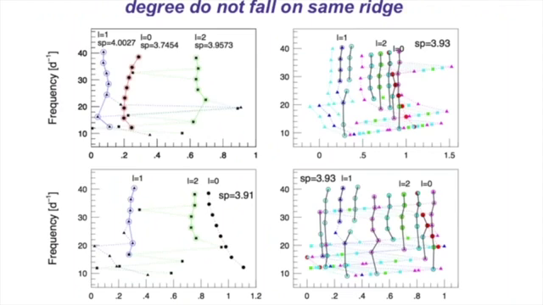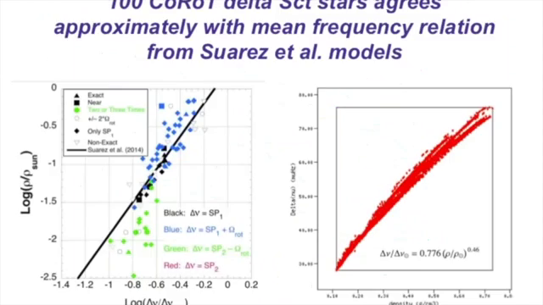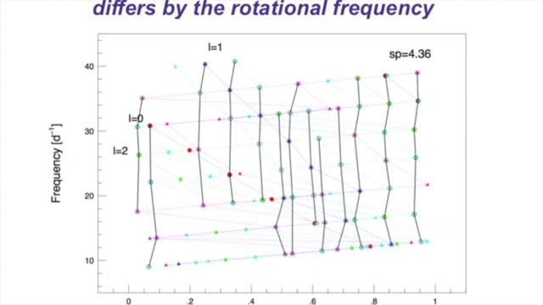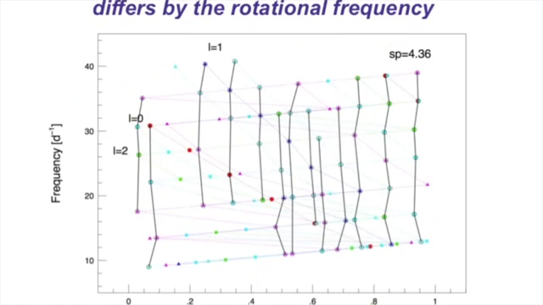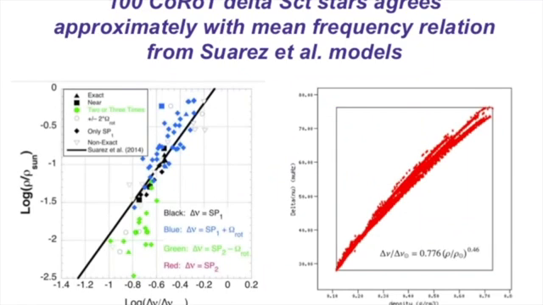We tried using the delta Scuti star FG Vir to figure out what they might mean, and even though these things don't line up on l of 0, 1, 2, 3 ridges, you can still find ridges and a characteristic spacing, and that seems to correspond pretty well with theoretical models, which can give you a mean frequency spacing and a mean density.